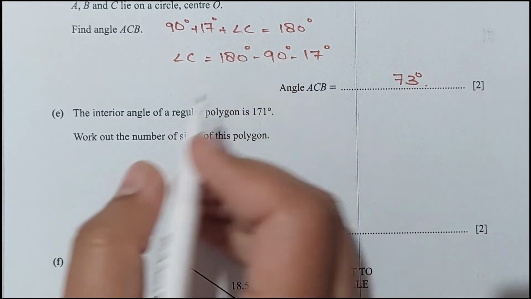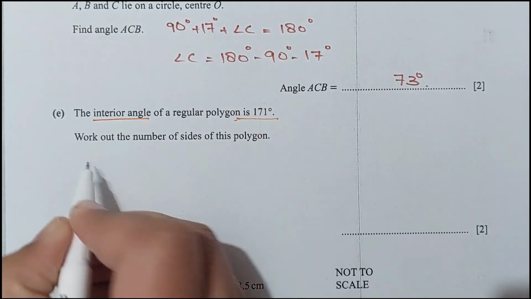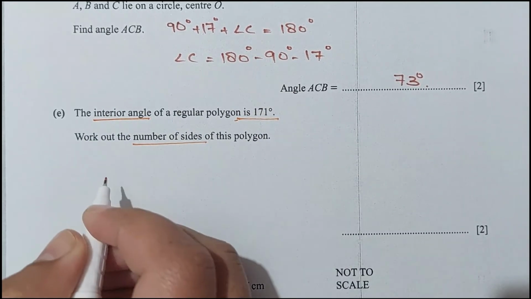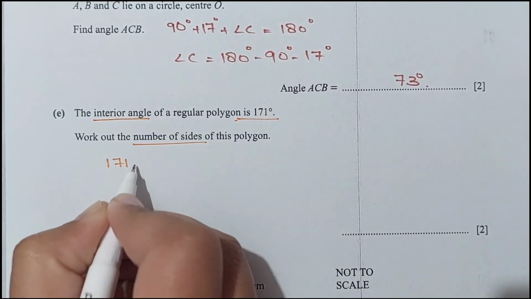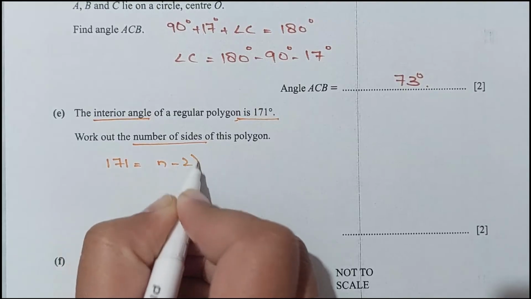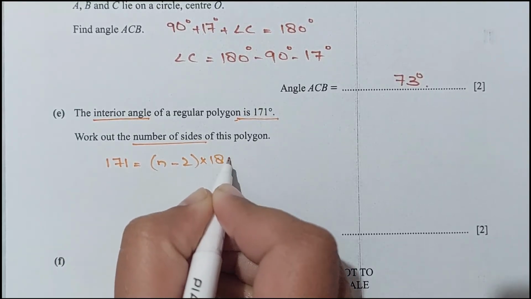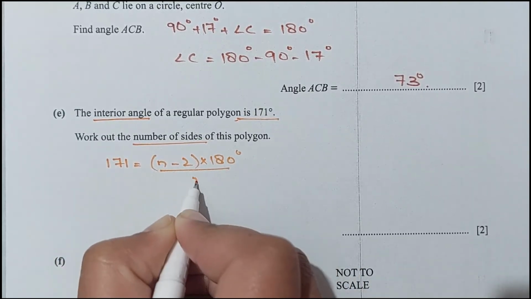Now for part E, the interior angle of a regular polygon is given. Work out the number of sides of the polygon. Use the formula: the measure of each interior angle of the polygon equals the number of sides minus 2, multiplied by 180 degrees, divided by the number of sides.